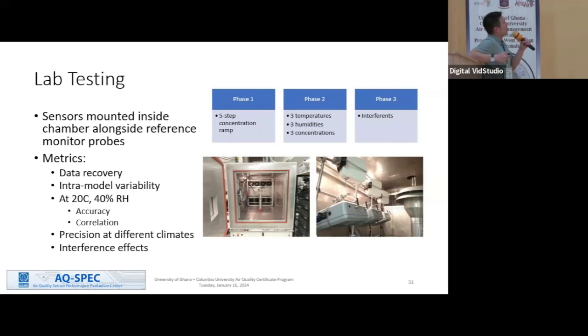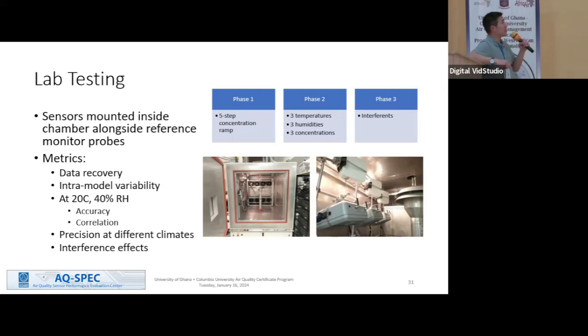And we do it in 3 phases. First, we do a 5-step concentration ramp, so we just run our pollutants higher and higher. Then in the next phase, we try to see what the effects of climate are on the sensor. We'll do 3 temperatures, 3 humidities, and 3 concentrations, and we'll do every single permutation. So that's 27 sub-tests in phase 2.